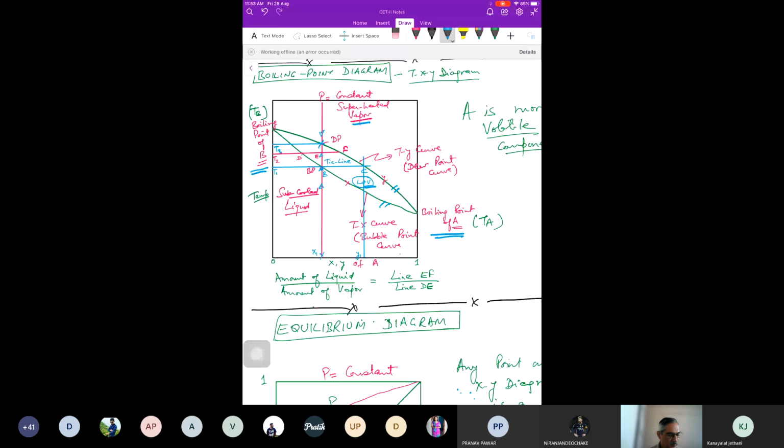So understand how this TXY diagram is represented. It is temperature on the y-axis and composition of liquid and vapor both on the x-axis. This TY diagram, the curve is TX diagram. That is why it is called TXY diagram. ठीक है, समझ में आया?